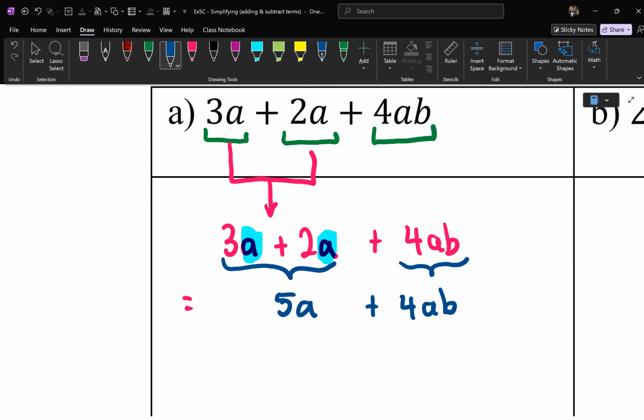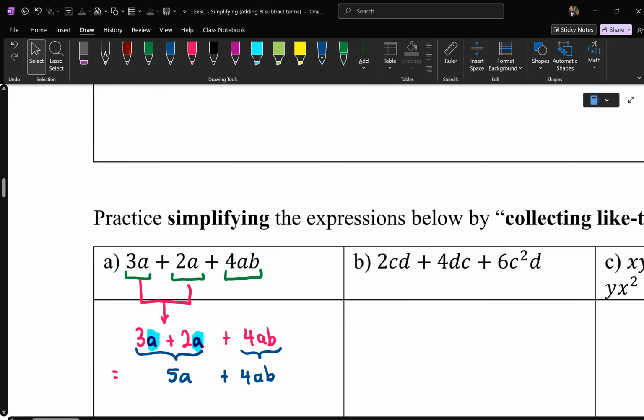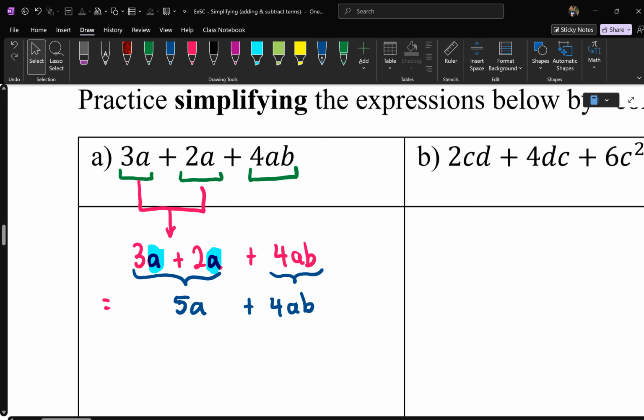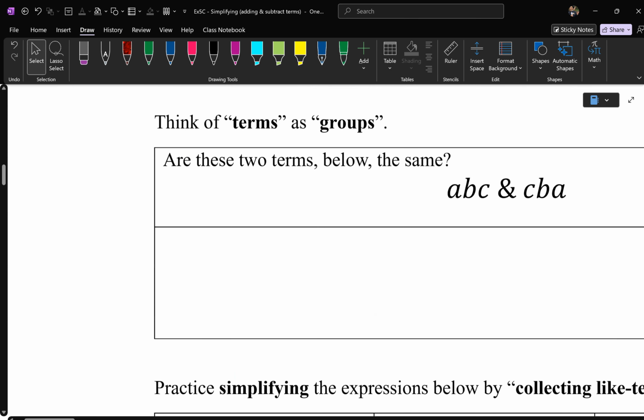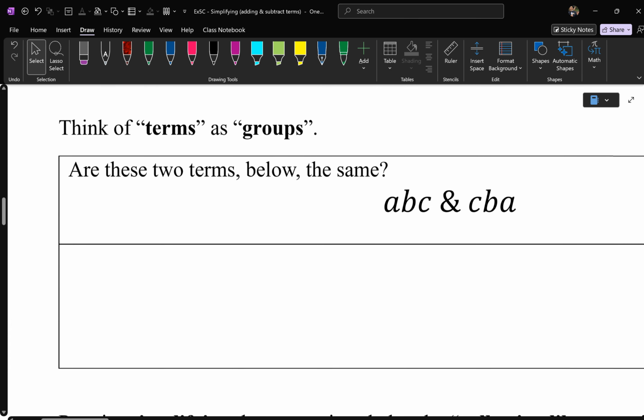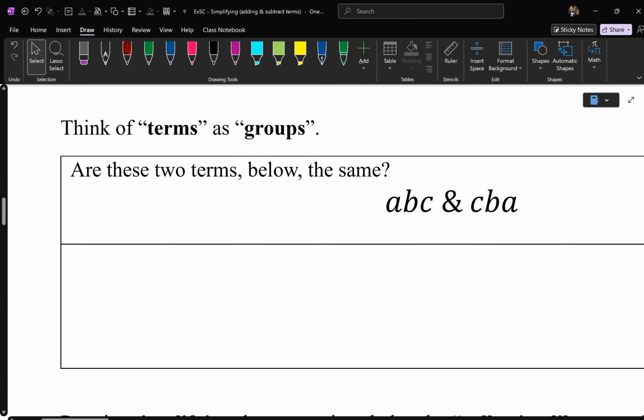Now let's scroll back. What we've done there is we went from 3 terms down to only 2 terms. Notice there's only 2 there. So there's 5a, 4ab, 2 terms. So we went from 3 down to 2. Now your last part of the skill is that your textbook likes to switch the letters around.